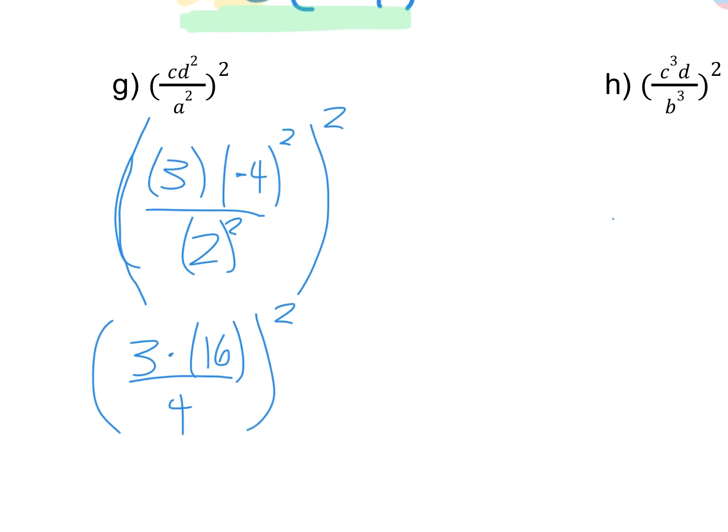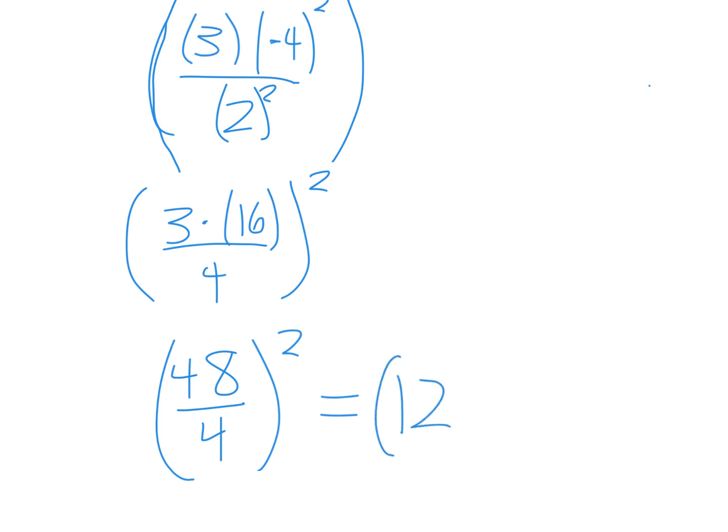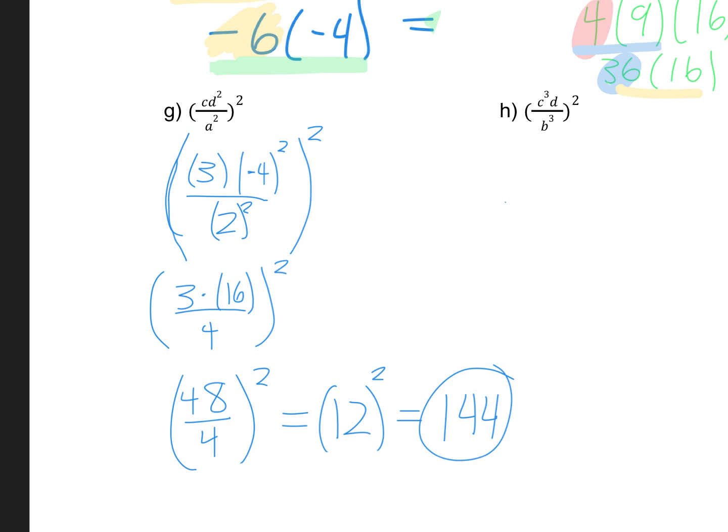Okay, next, I'm gonna multiply the numerator together. So 3 times 16, that will get me 48. And that is still divided by 4 in the denominator. And this whole thing is still being raised to the power of 2. 48 divided by 4, inside the parentheses, will get us 12. So now we have 12 squared. You can plug that into your calculator, or if you know it off the top of your head, it is 144. That is our final answer for G.